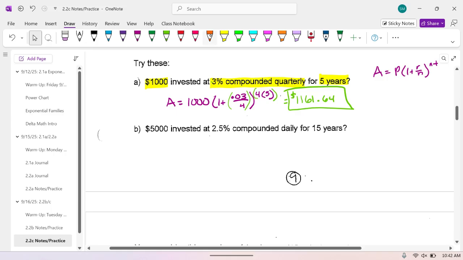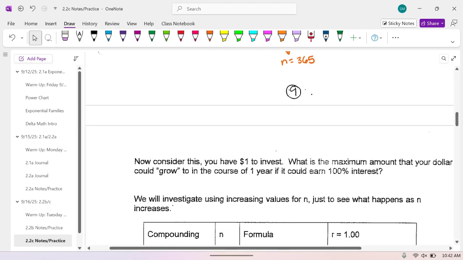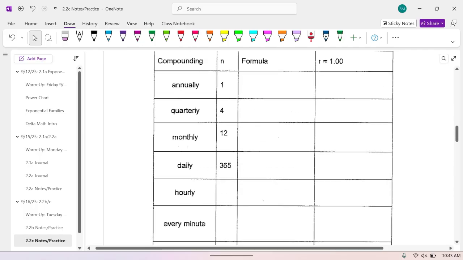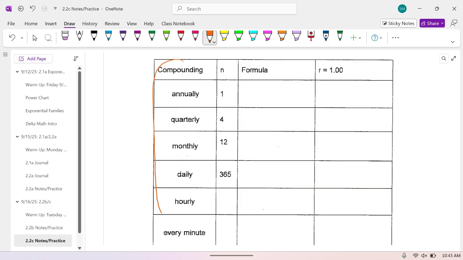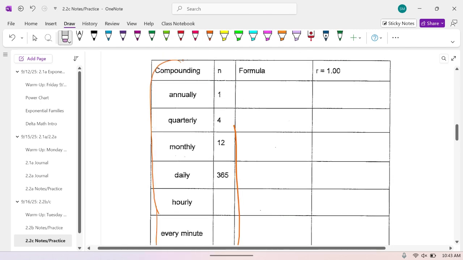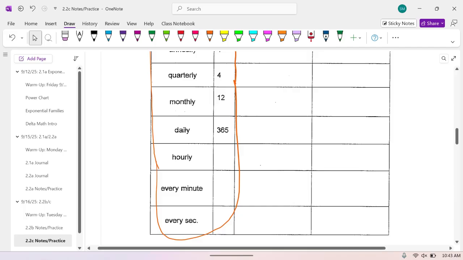So now we're not going to plug this into the formula or anything, but compounded daily, what would your end value equal to? So how many times a year is daily? 365. Good. Now, I don't really want to deal with this table, but I just want you to know what you would plug in for your n. So it's the wording for compounding, and then what you'd actually plug in for n. So annually, you plug in 1, quarterly 4, monthly 12, daily 365.